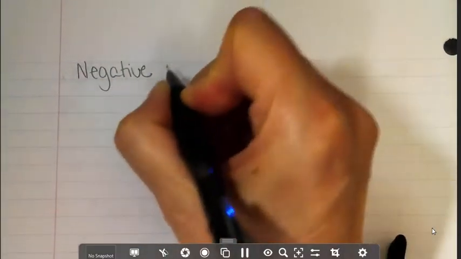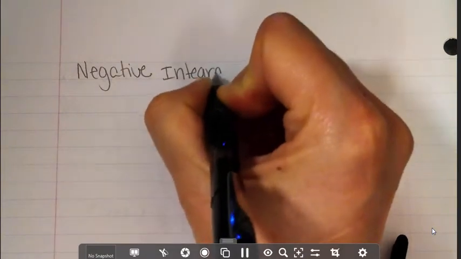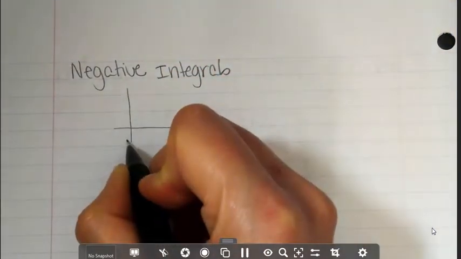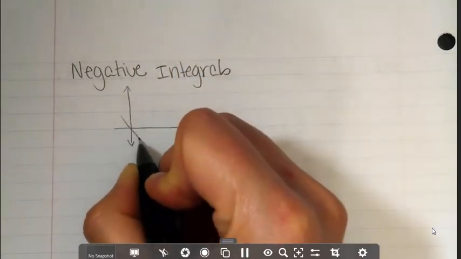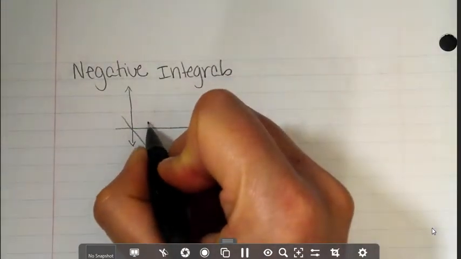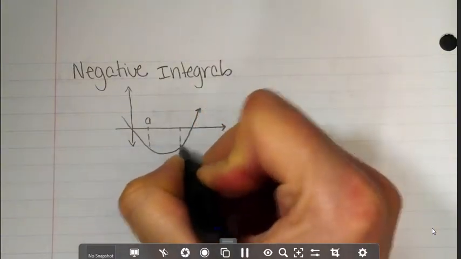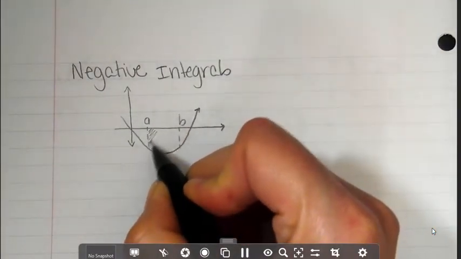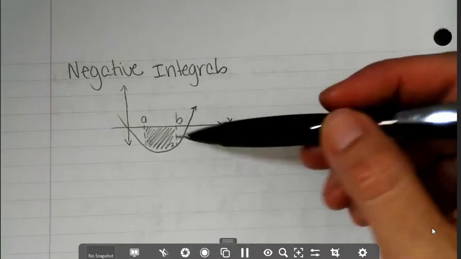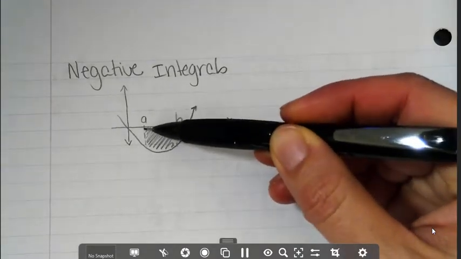Okay, a couple of important things that I'd like to point out. One is talking about negative integrals. Don't forget about these, okay? So anytime that you have the area between the curve that you have and the x-axis, maybe something like this. Okay, maybe I say here's A, here's B. So my area now between the curve and the x-axis basically has a negative output, right? These are all negative.